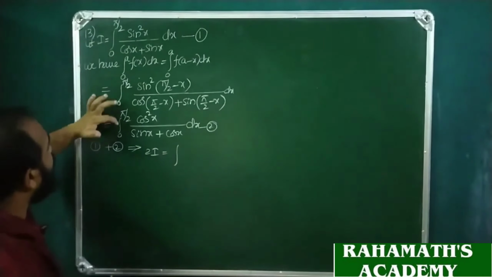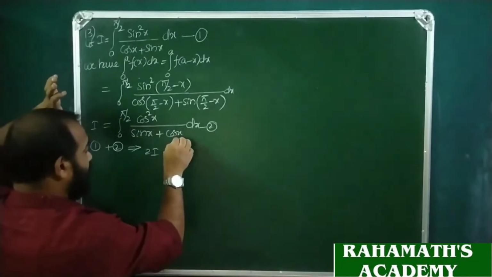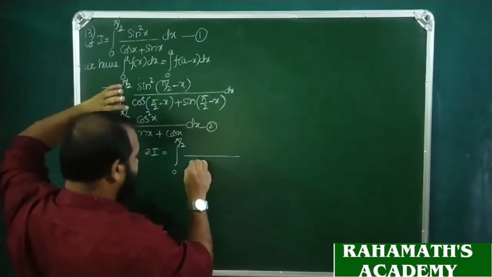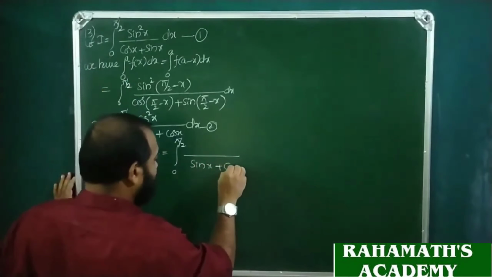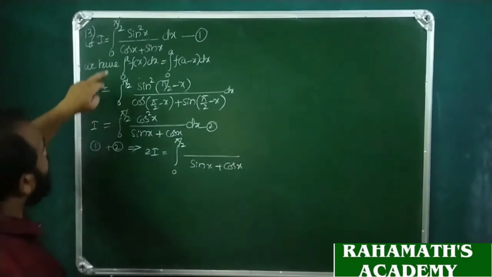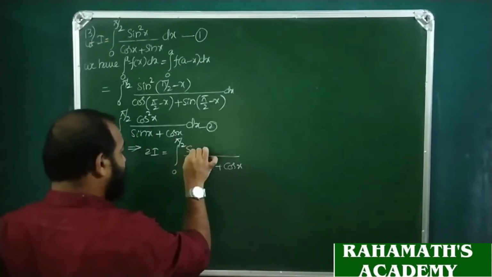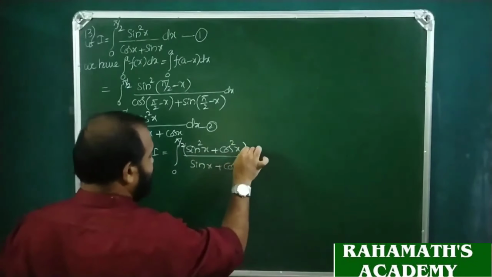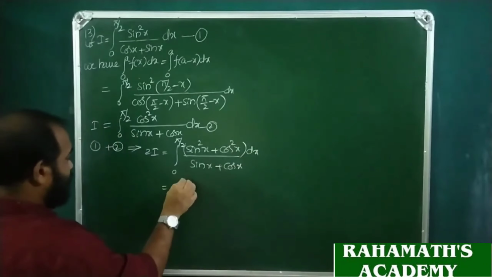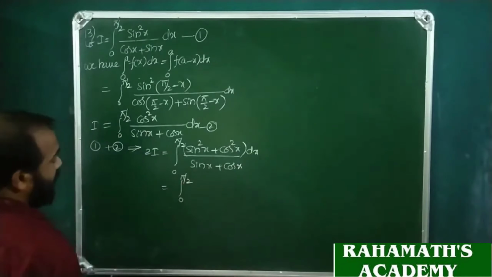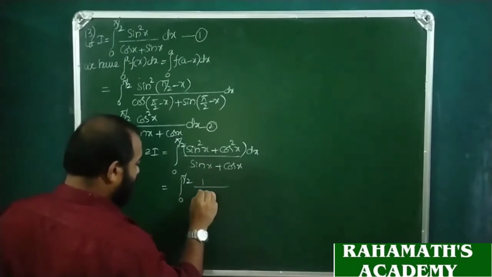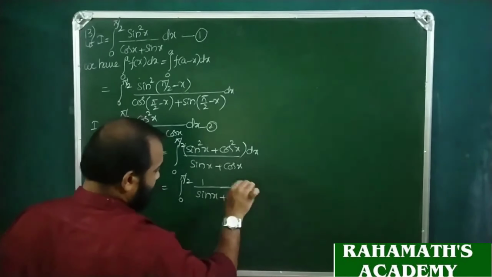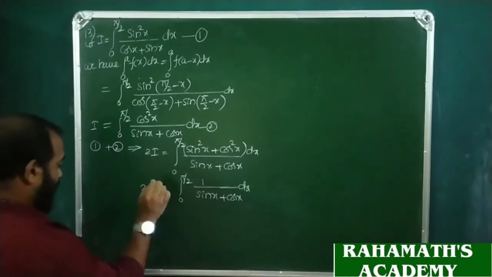If we add, the limits 0 to pi by 2 are the same for both of them, and the denominator is cos x plus sin x, sin x plus cos x. So the LCM is the same, sin x plus cos x. In the numerators we need to add sin square x plus cos square x dx. So this equals the integral 0 to pi by 2 of sin square x plus cos square x, which is 1, by sin x plus cos x dx. So this is equal to 2I.